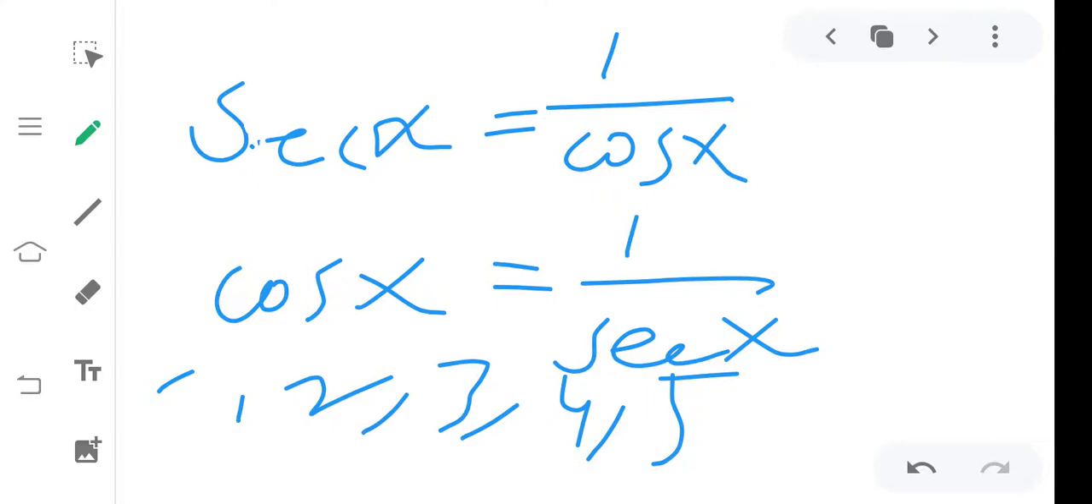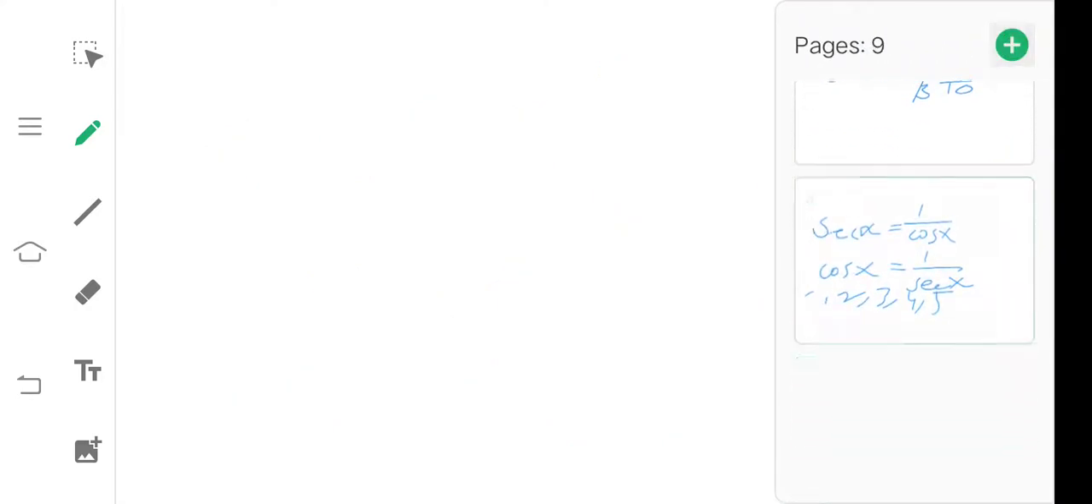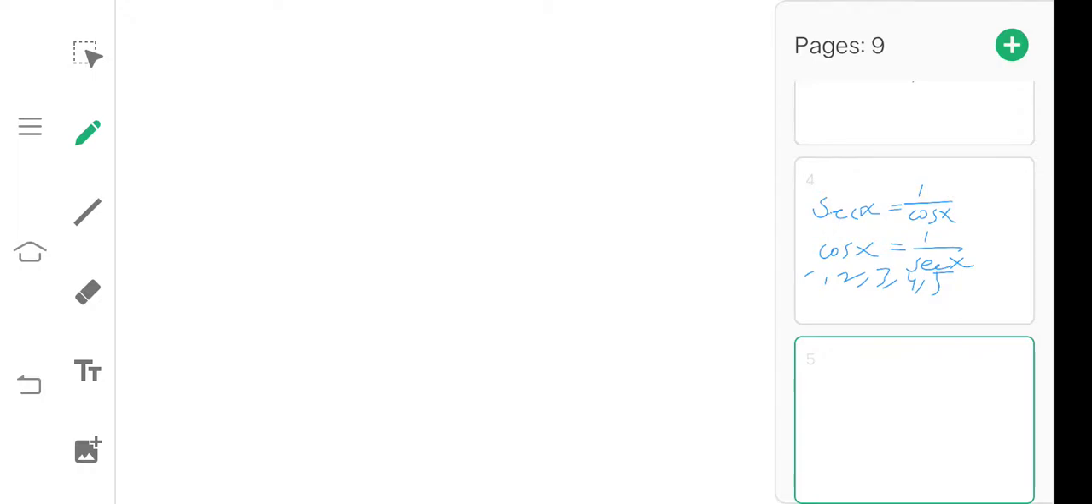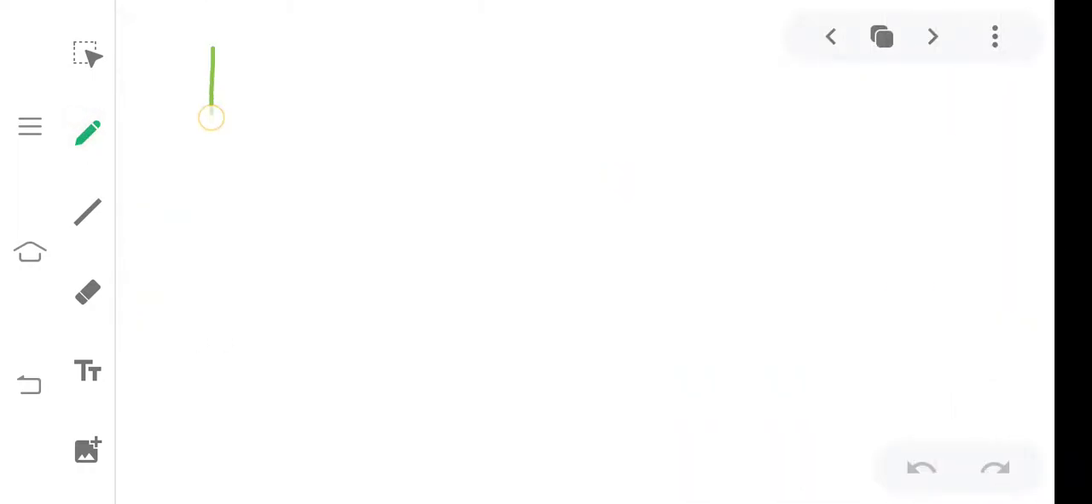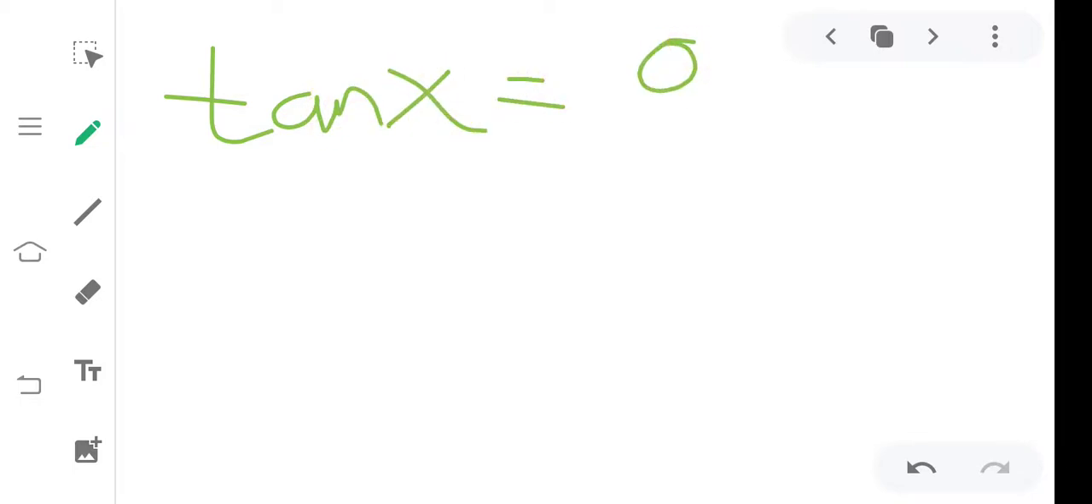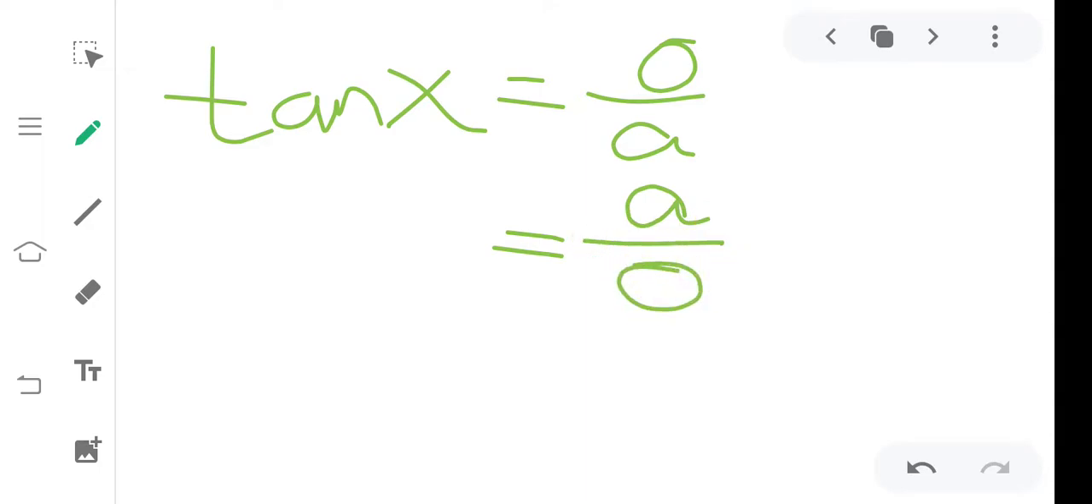Okay, now let's go for the last one. You know that tangent of x is opposite side by adjacent side, isn't it? TOA, T-O-A, TOA. Tangent is opposite side by adjacent side. So if you take the reciprocal of this, what you get? Adjacent side by opposite side. This is known as cotangent.